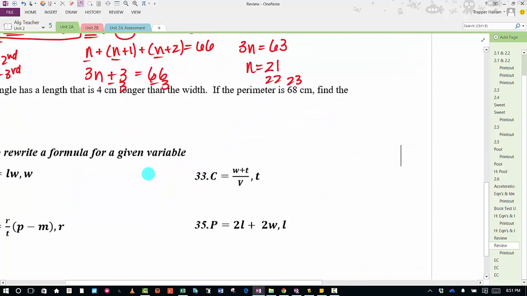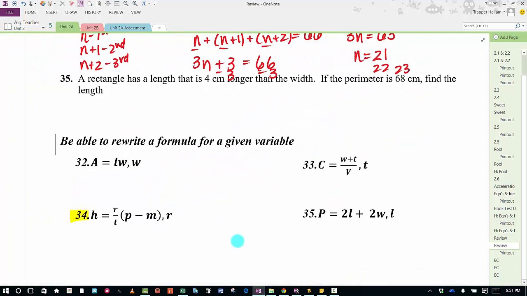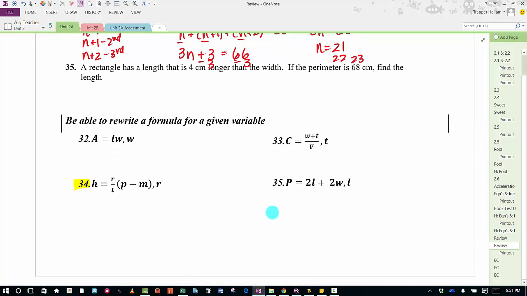All right, so the last one I'm going to do here is one of these literal equation or formula problems where you just have a bunch of variables and you're asked to rewrite it into something that fits a little bit better. So this one, they ask us to rewrite this equation. They give us this H equals equation. They said rewrite it for R, make it set up for R.